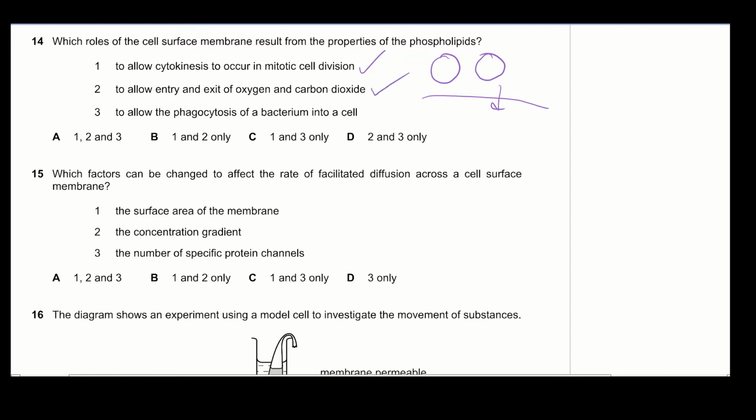3. To allow phagocytosis of a bacterium into the cell. Phagocytosis occurs when a bacterium, for example, interacts with the cell surface membrane, then a vesicle fuses first with the cell surface membrane and a vesicle is formed. A vesicle cannot be formed without the properties of phospholipids, because phospholipids, as we all know, have a hydrophilic and a hydrophobic part, so they can form a vesicle, as we just said. So the answer is going to be A.